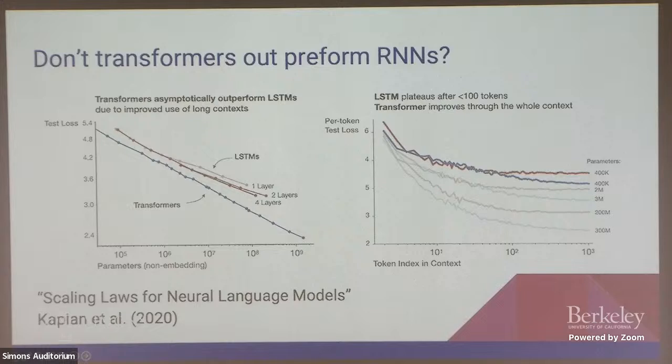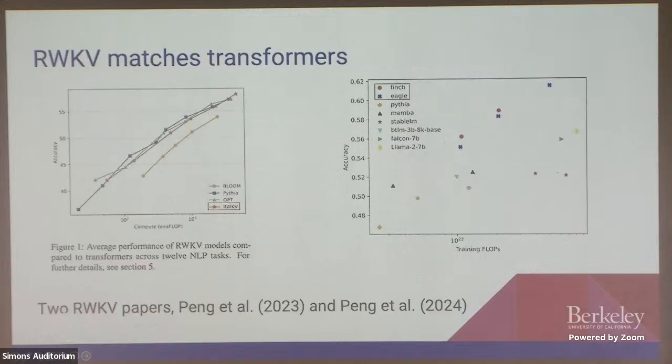But don't transformers outperform RNNs? We've seen this plot multiple times already. This is from the foundational scaling laws for neural language models from OpenAI. And yeah, it argues that LSTMs do not scale, their performance improvements do not increase with scale the way transformers do. And that's true for these models. But it's not true for other models.